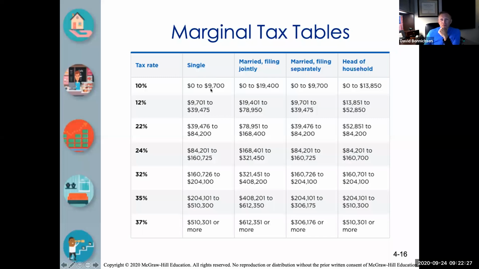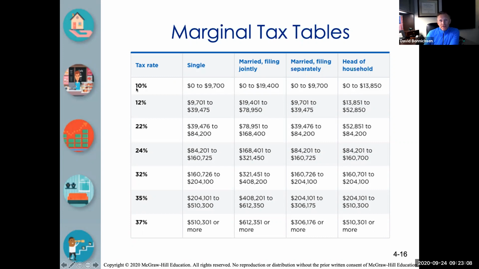Well, it's above 9,700, so we're not in the 10%. It's above 39,475, so we're above the 12%, but it's not above the 84,200. So the 52,000 falls between 39,476 and 84,200. Therefore, you are in the 22% marginal tax bracket. Again, that doesn't mean that you face a 22% tax on all the dollars that you earn.